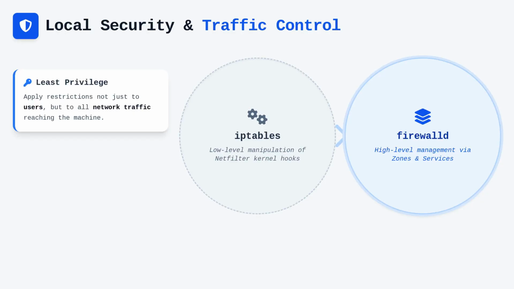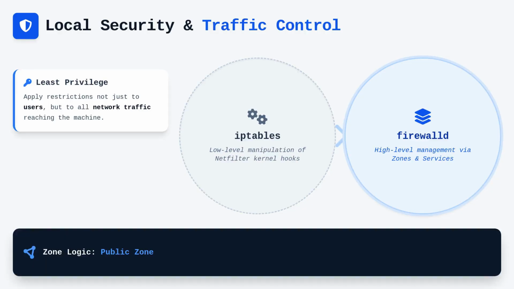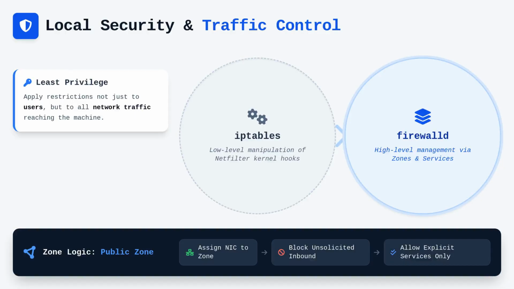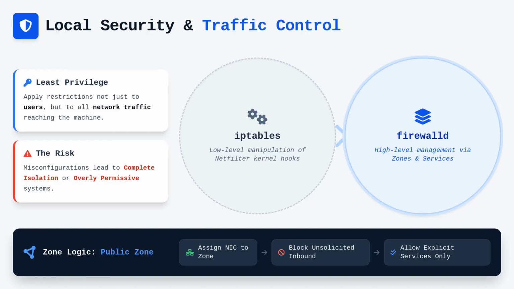A zone defines the trust level for a specific network interface, and by assigning a NIC to the public zone, you can effectively block all unsolicited inbound traffic by default. This approach ensures that if a service is not explicitly allowed via a service definition or port rule, the firewall drops the packet silently. Understanding this distinction is vital because misconfigured rules often lead to either complete isolation or, worse, an overly permissive system that exposes vulnerable internal services to the public internet.